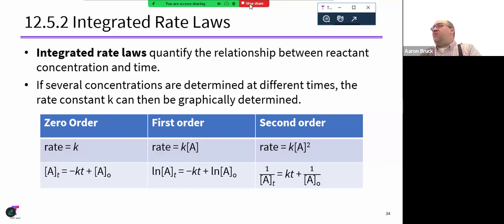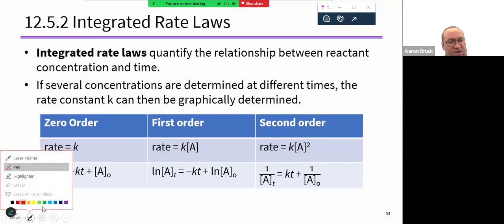You know slope-intercept form, y is equal to mx plus b. Linear graphs give us a slope-intercept equation that we can use to manipulate, modify, and use to determine things. And so we want to illustrate that here.